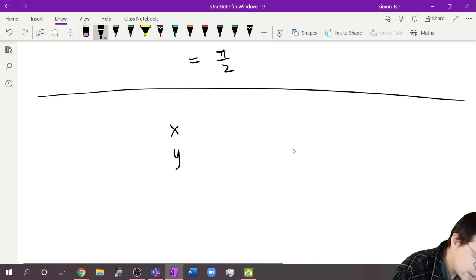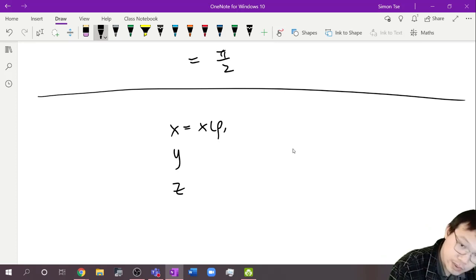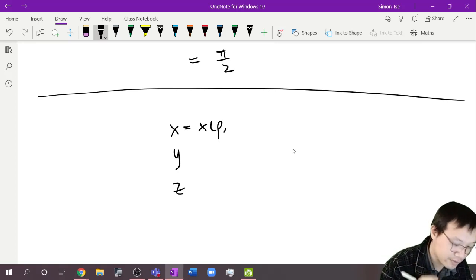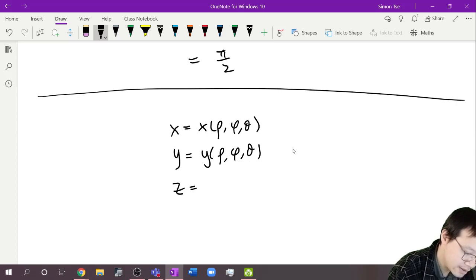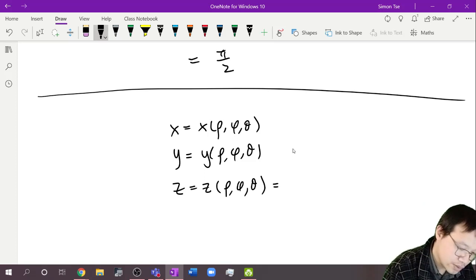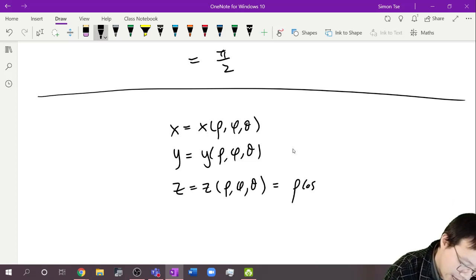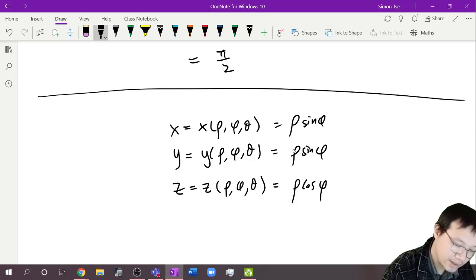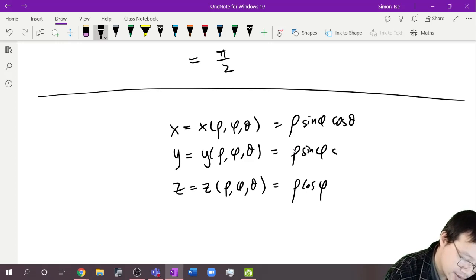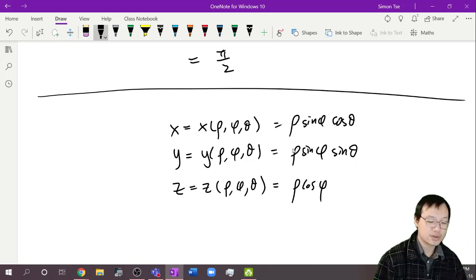So we have x, y, and z, and they are now no longer just functions of 2 variables. We're talking about 3 variables: rho, phi, and theta. Rho, phi, and theta. The last one here, z, is rho cosine phi, and the rest have rho sine phi in front of them. And then you have this cosine theta, sine theta over there.